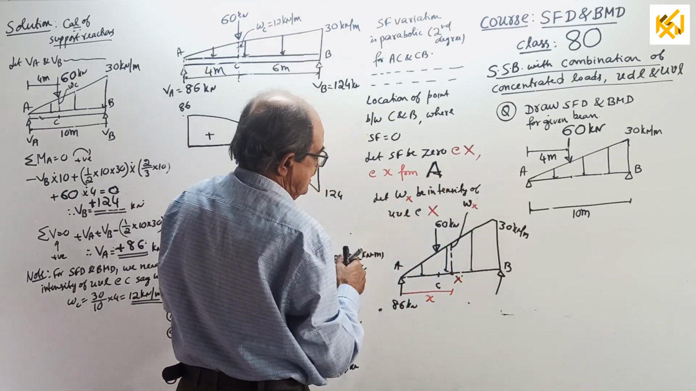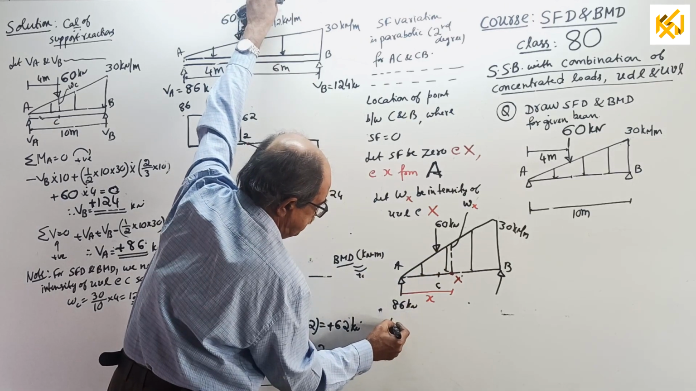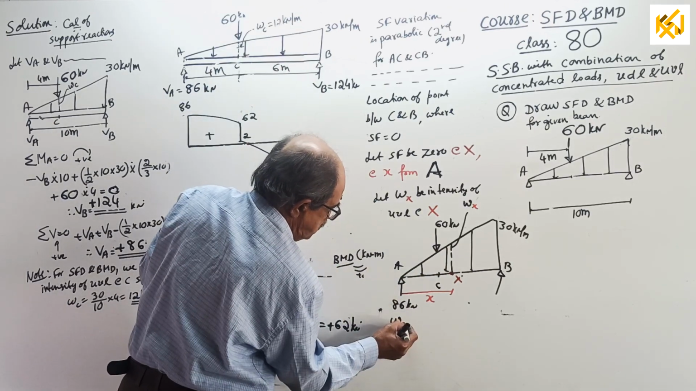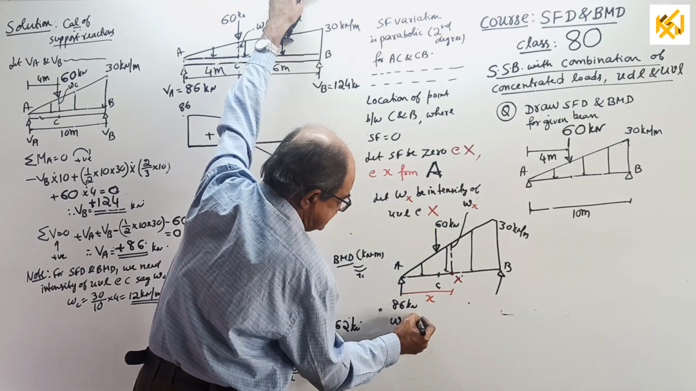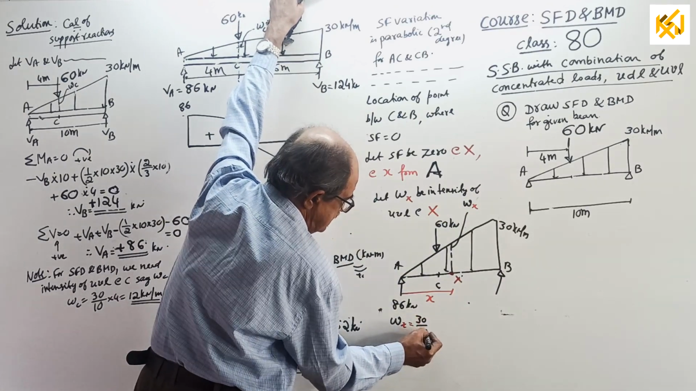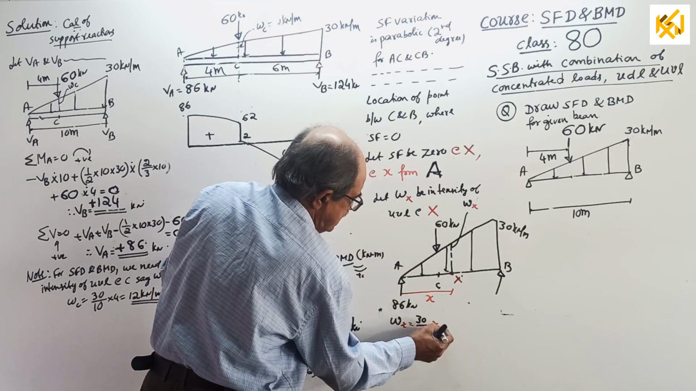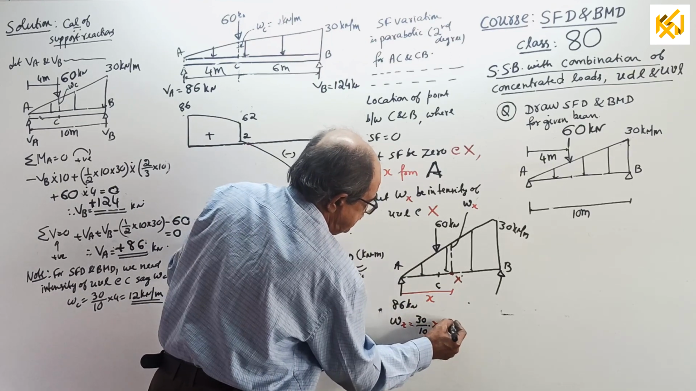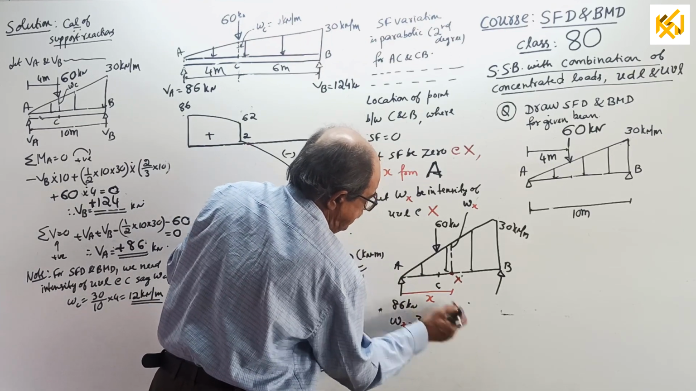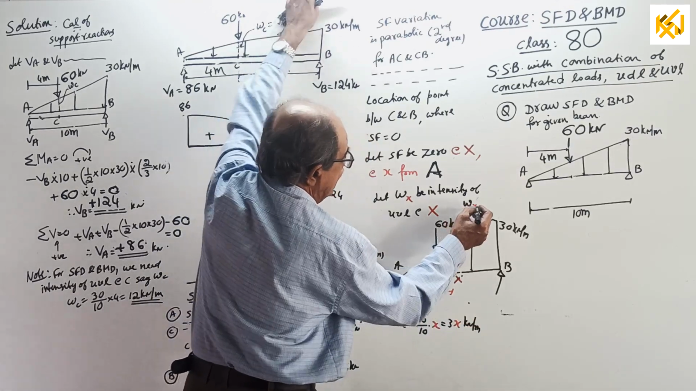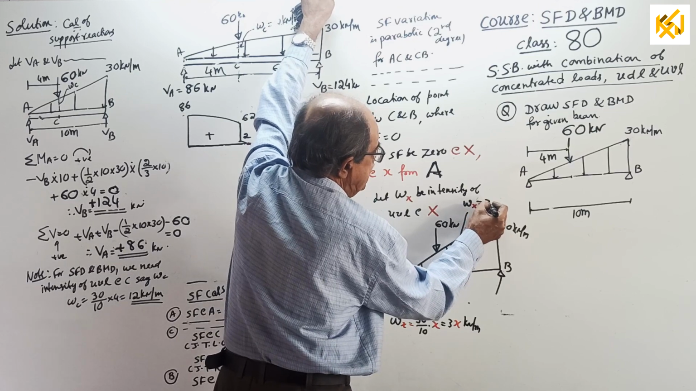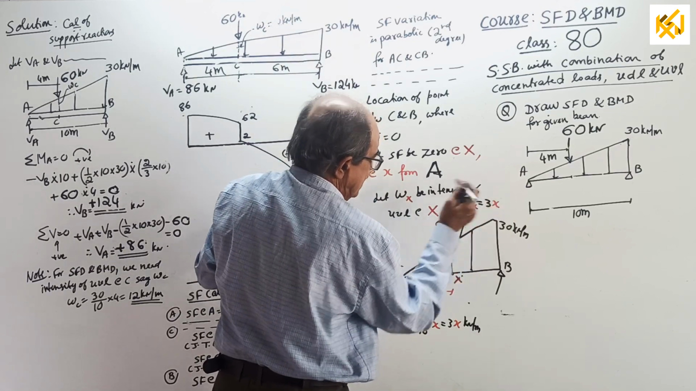Okay, leave it. First get W suffix x equal to 30 by 10 into x, or equal to 3x kilonewton per meter. I'll enter here equal to 3 times x kilonewton per meter.